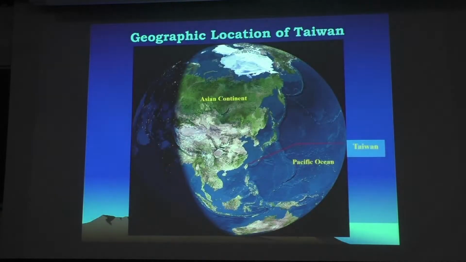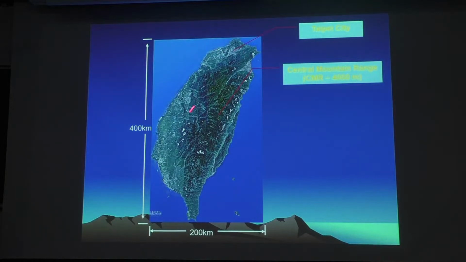Okay, we are from Taiwan, so Taiwan is here, a small island. This is the Asian continent, and this is the Pacific Ocean. If you zoom in, this is Taiwan island. The capital city is here, Taipei City. And from north to south, we have the Central Mountain Range, with the peak height reaching almost 4,000 meters. The size of this island is about 36,000 square kilometers, and we have about 24 million people living on this island.